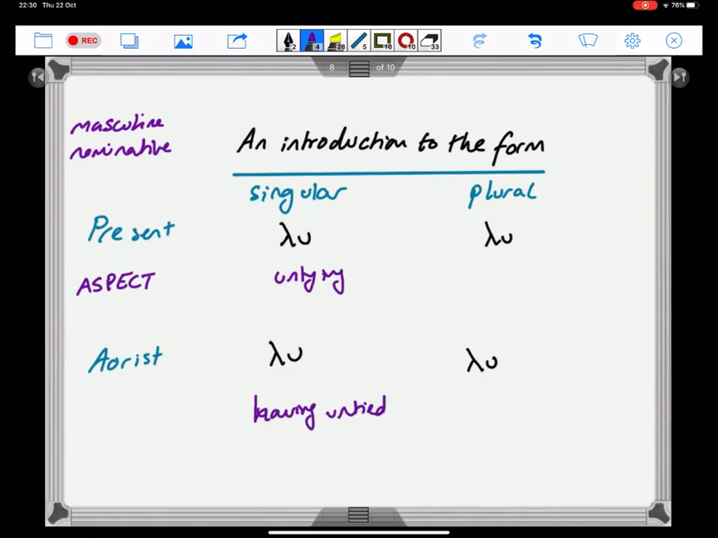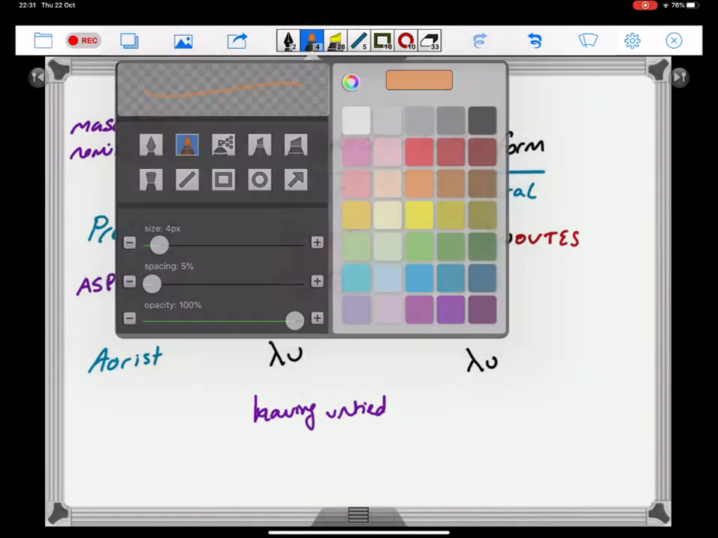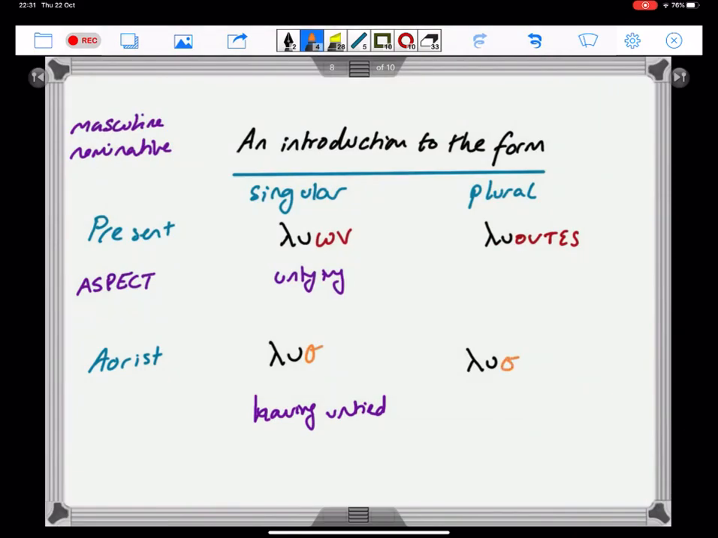The present participle ends in luon in the present singular and luontes in the present plural. Aorist singular still has a sigma in it. And then lusas, lusantes. These are a different set of endings. They will become clear later in the book. So for now, you just need to know these four words. Luon and luontes, untying. Lusas and lusantes, having untied. That's the basic form.